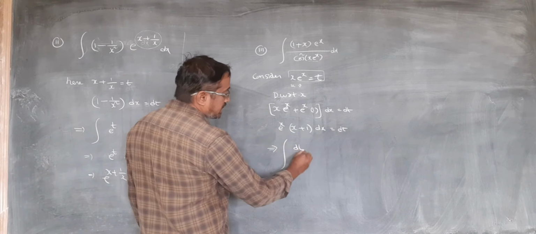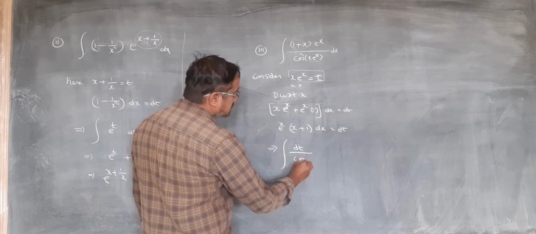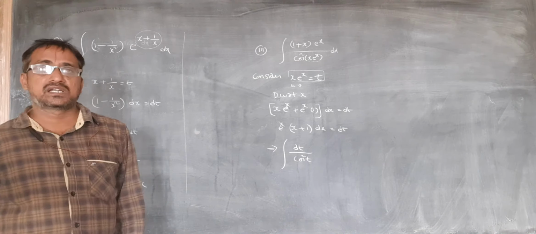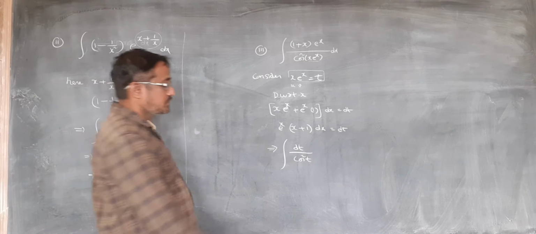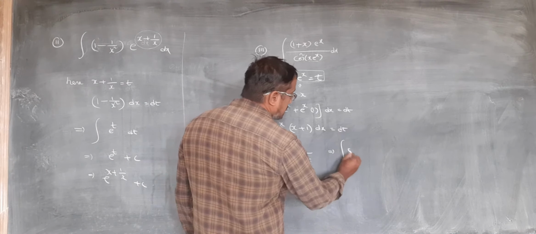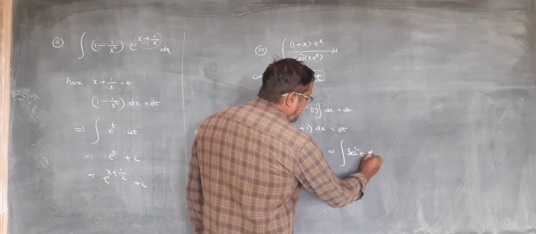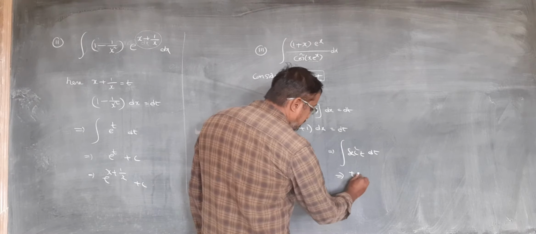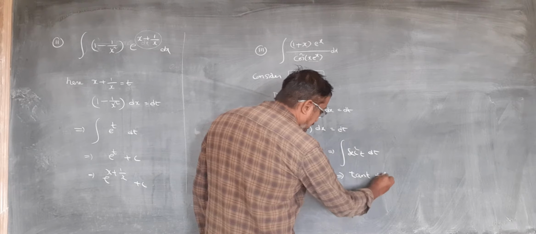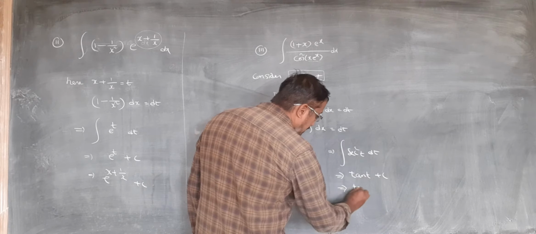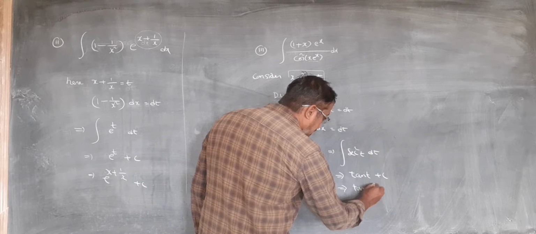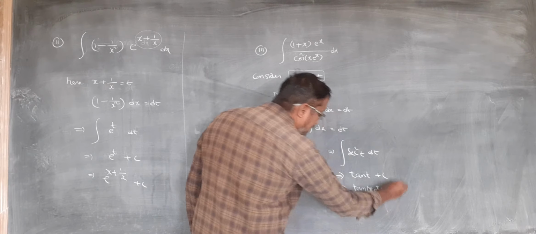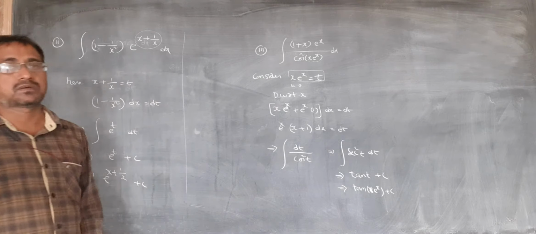So this is dt by cos square t. 1 by cos square t is secant square t. So this is integral secant square t dt. Integral secant square x is tan x. So you will get tan t plus c. So tan of t is tan of x e power x plus c. That is the result. Important problem.